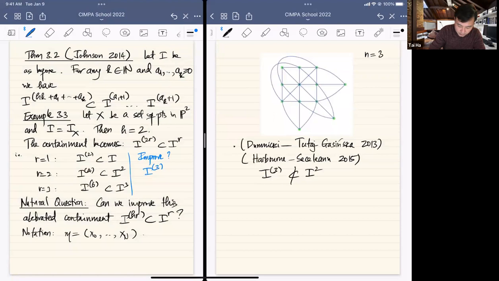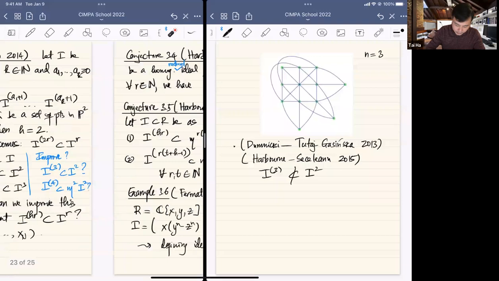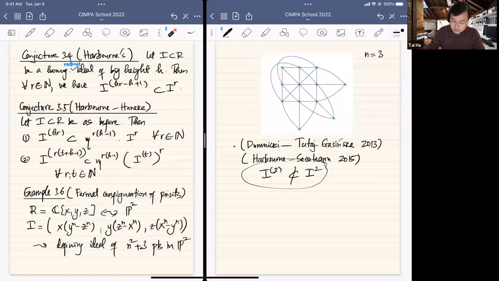And the other way is to increase the right-hand side, right? So if you keep I to the fourth, the question is: is it inside M square I square, for example? So those are the conjectural containments. And what this example is telling us is that for the Fermat configurations, the conjectural containments fail, because it has already failed right at the first non-trivial values of R.